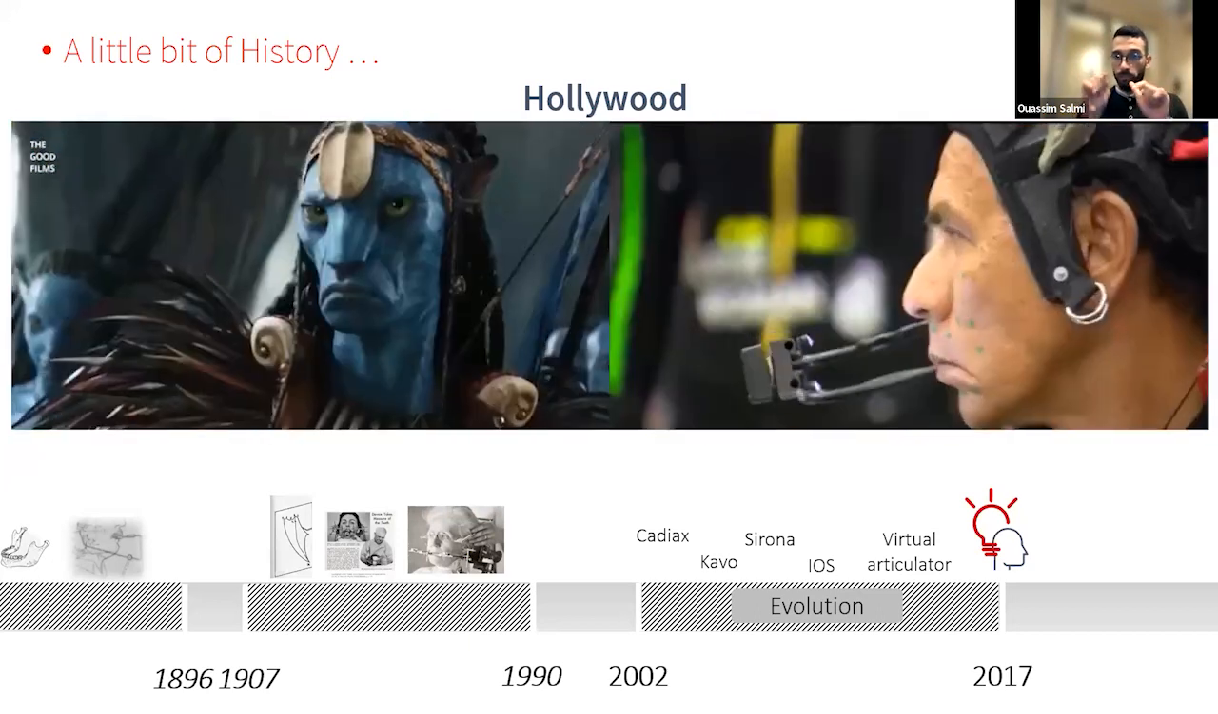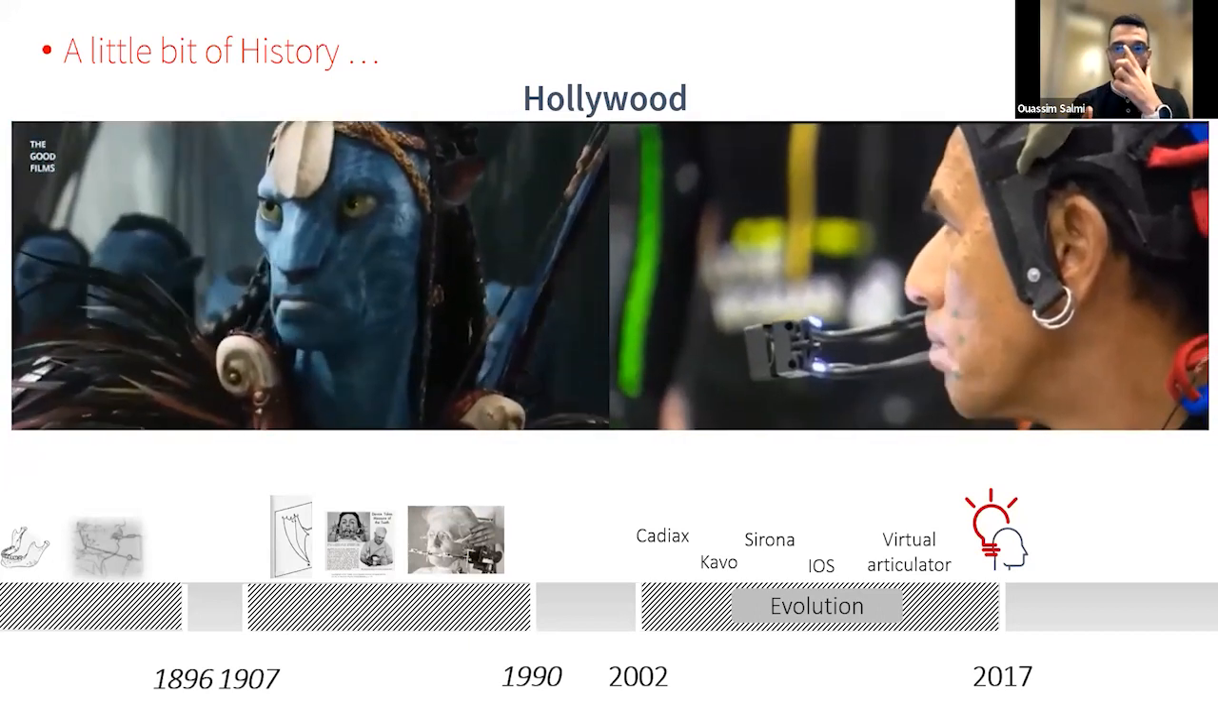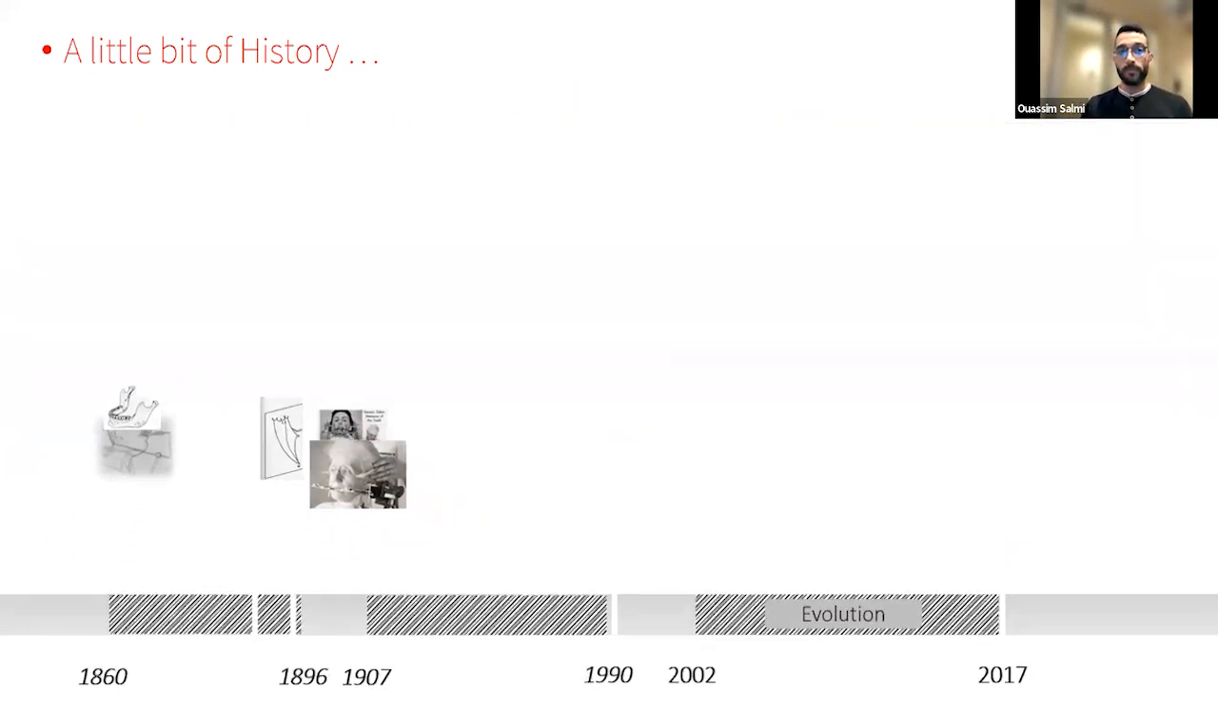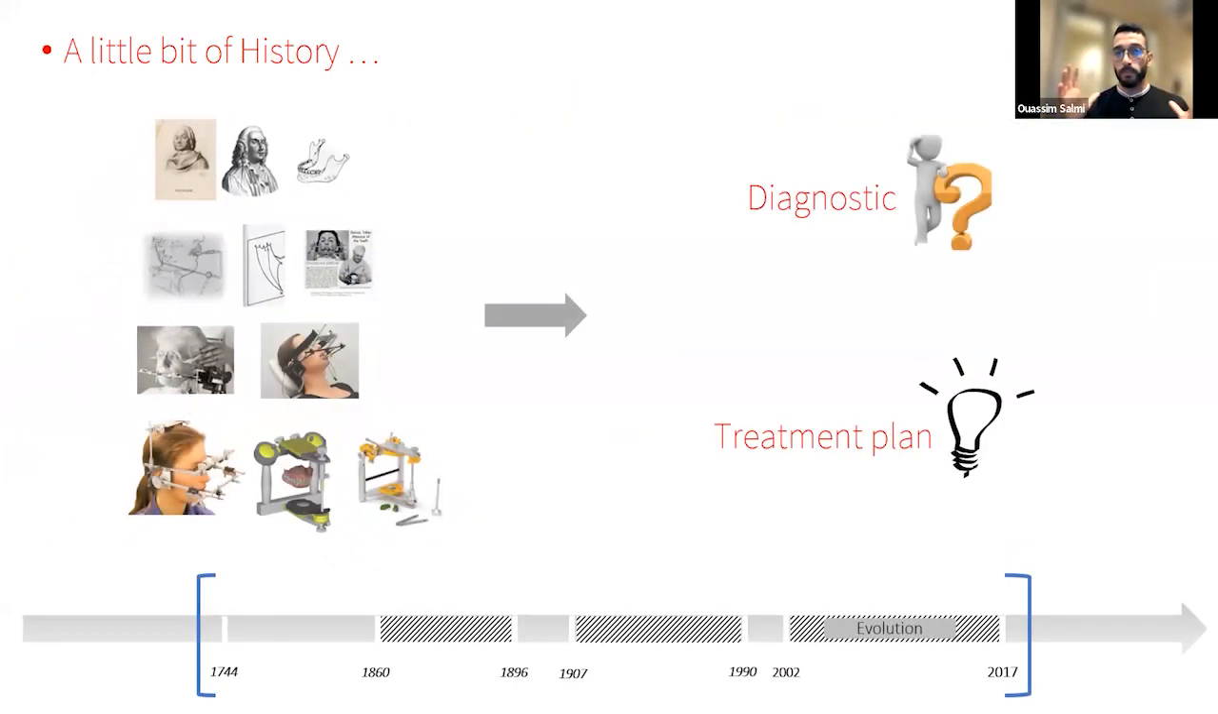So this is just between brackets also. This is what I call evolution. From the beginning, when we talk about the 70s, the 80s, the 90s, and the 2000s, and those devices, in all the articles you will find that those devices help you to do a diagnostic and also a treatment plan, and how they can help.